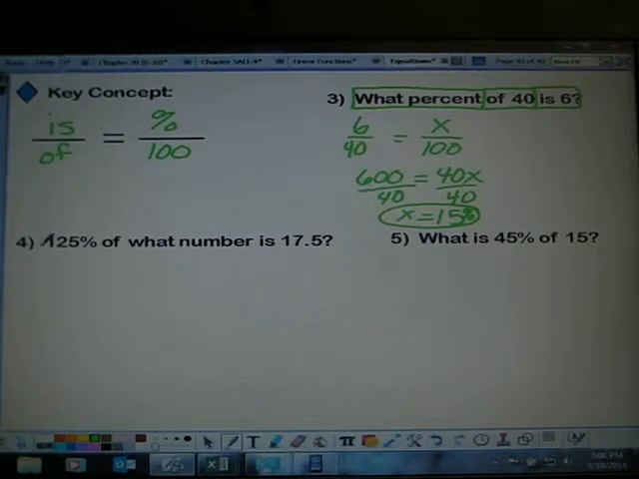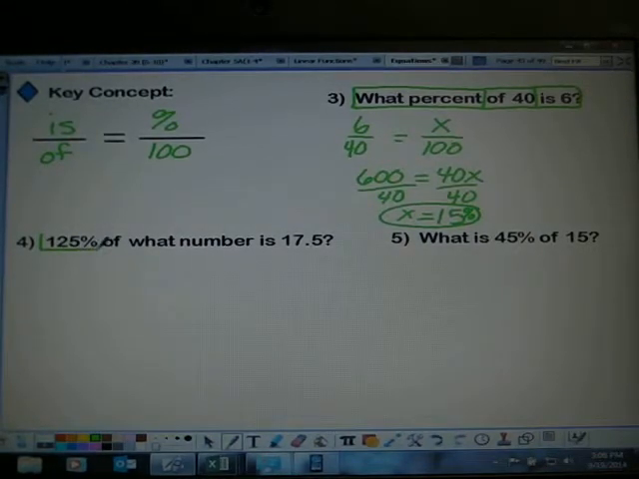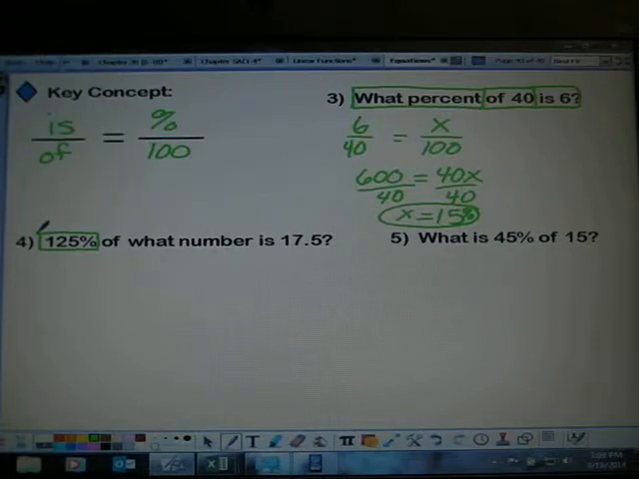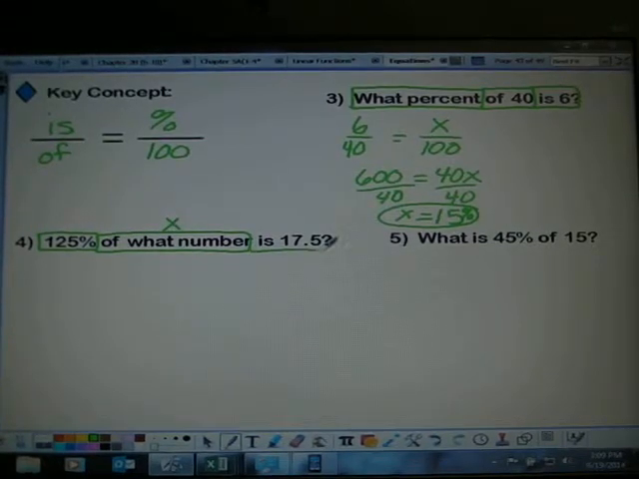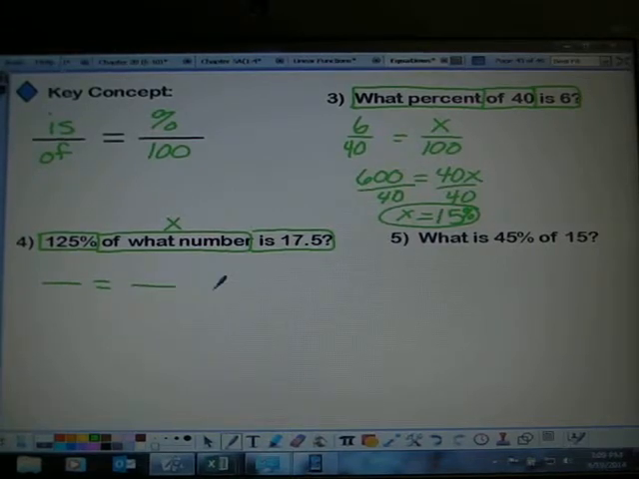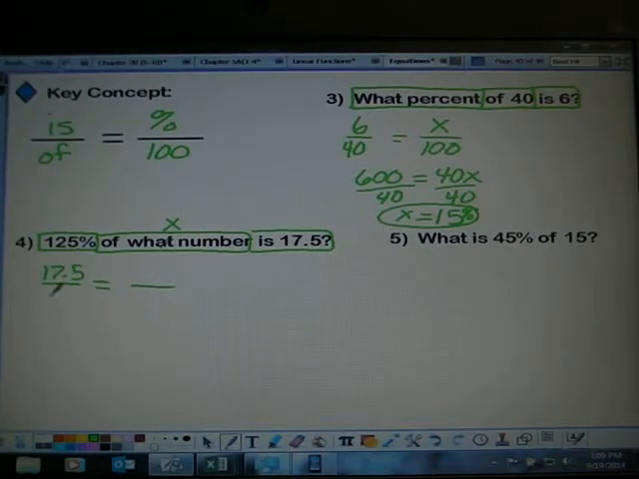Okay, here's my next one. 125% of what number is 17.5? So 125, there's a number, there's my symbol. 125%. Of what? Of what number? There's my X. So the of is the X this time, is 17.5. Set up our proportions. Is over of. Is 17.5. Of is our question, that's my what. Percent, 125 over 100.